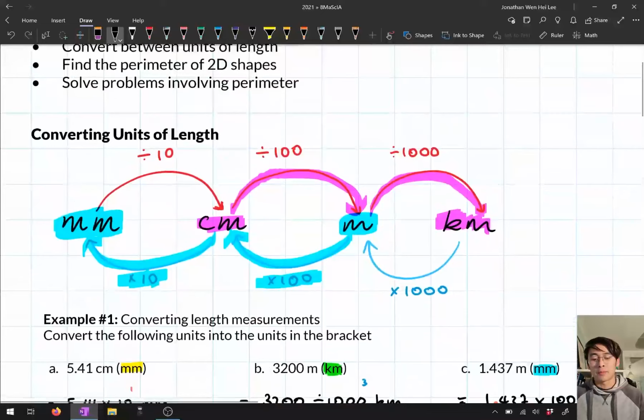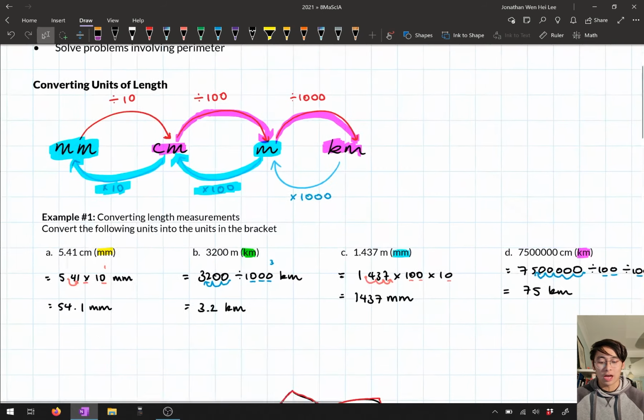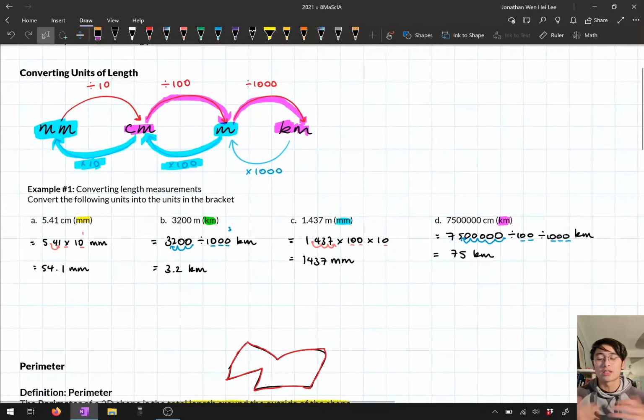And so what we need to remember is that when we have 1 centimeter, that is 10 millimeters. When we have 1 meter, that is 100 centimeters. And when we have 1 kilometer, we have 1,000 meters. And using those conversions, we can actually figure out what different measurements are in different units.